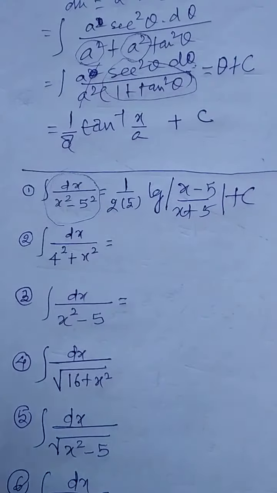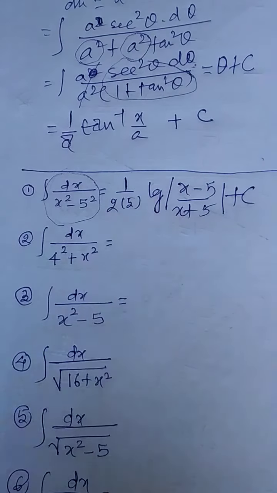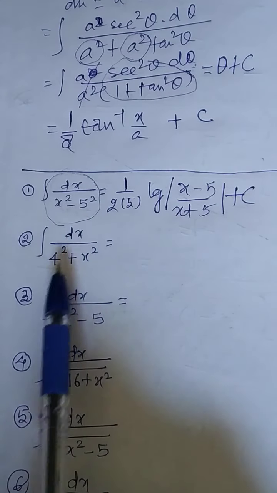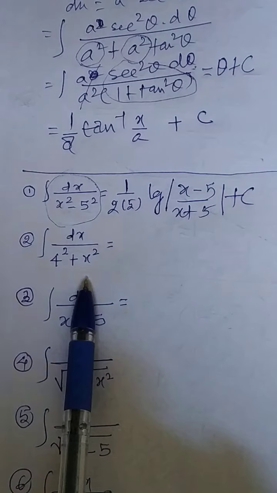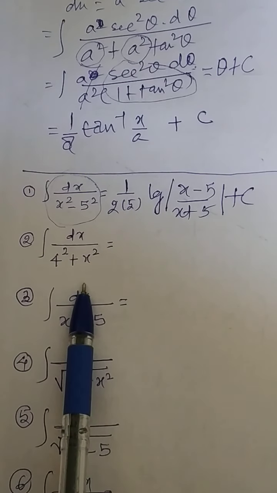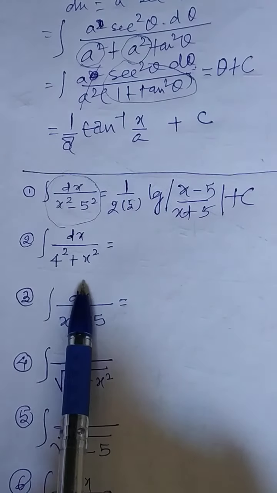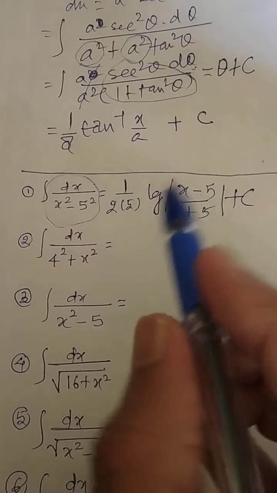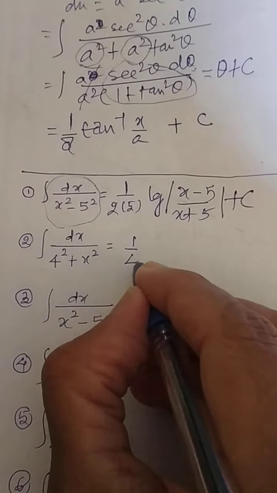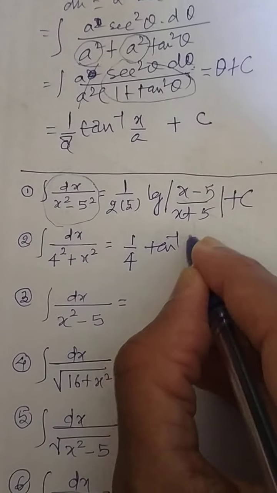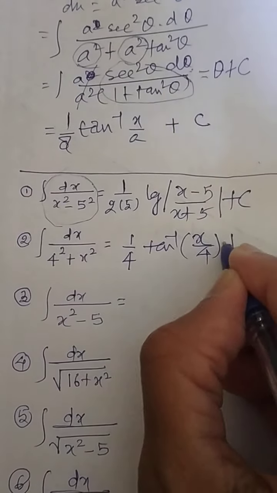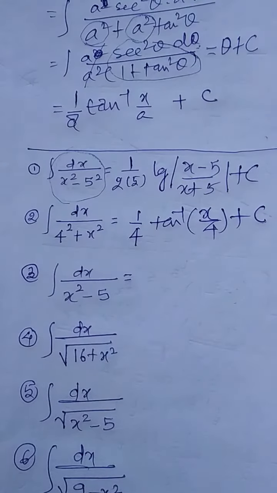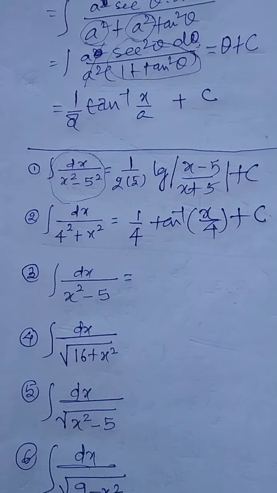So if you know the remarks, you can easily answer the question. Dx upon 4 square plus x square. Can you tell me in your list which is the formula? Correct. That is the second formula. Second formula you can apply. A value 4. So 1 by a means 1 by 4 tan inverse x by 4. Only thing you have to connect with the formulas.